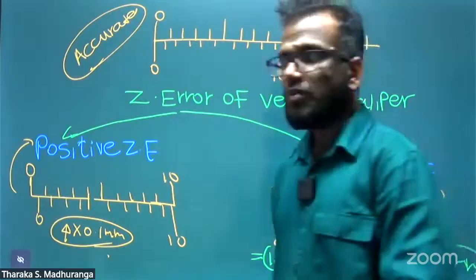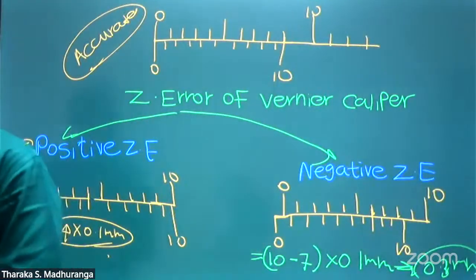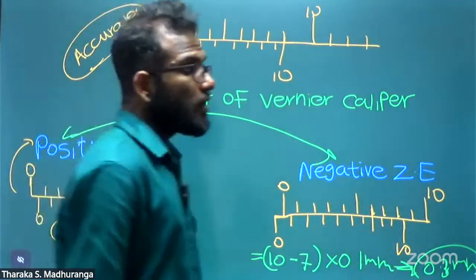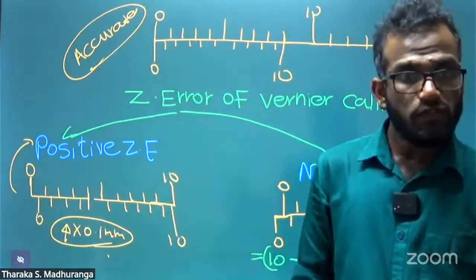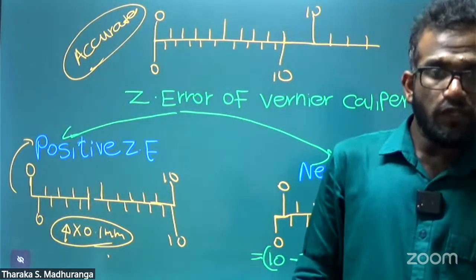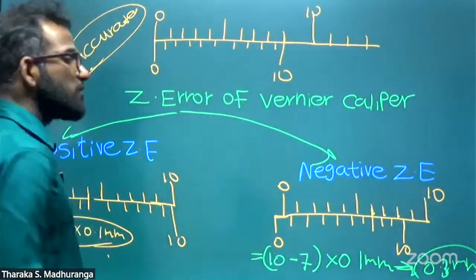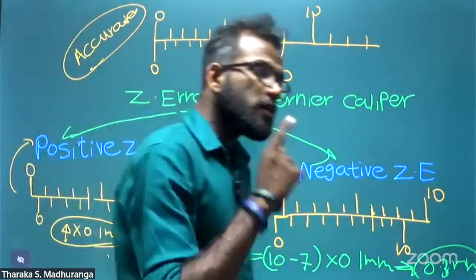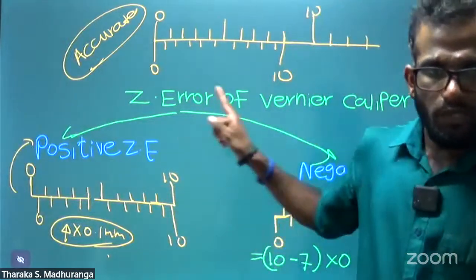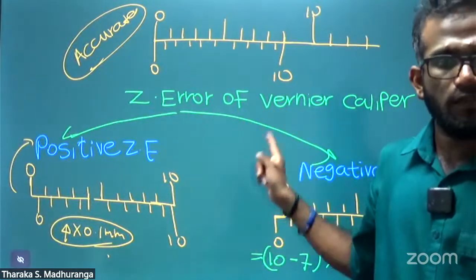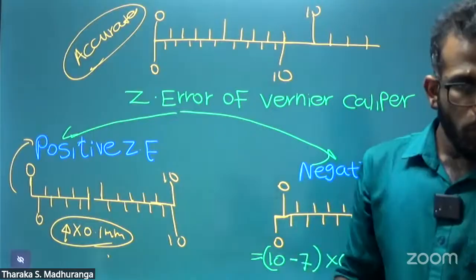That's how, in a vernier caliper, there are two main types of zero errors, positive zero error and negative zero error. Now we're going to discuss the zero error of the micrometer screw gauge. If you forgot anything in the vernier caliper, please go through it again.